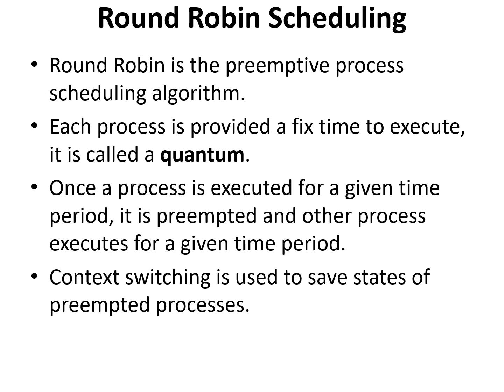Each process is provided a fixed time to execute. It is called a quantum. How the quantum plays in round robin scheduling, we will see on the next slide. Once a process is executed for a given time period, it is preempted and another process executes for a given time period. Context switching is used to save the state of the preempted process. Yes, round robin is one of the preemptive methods.